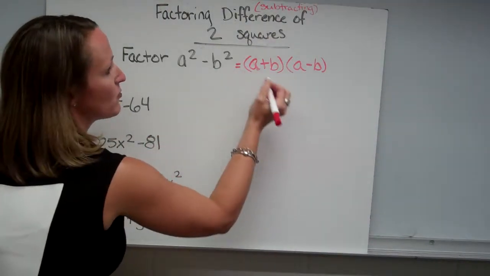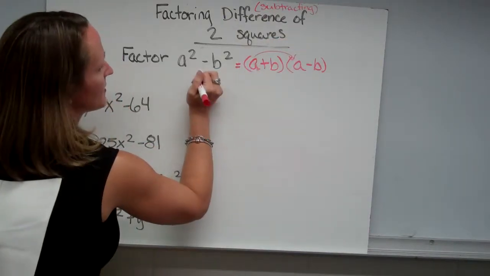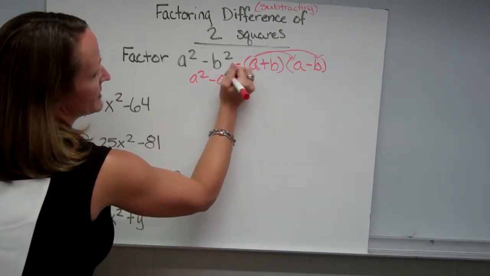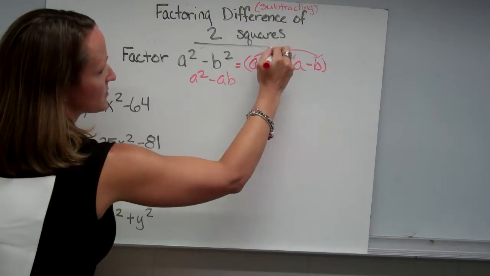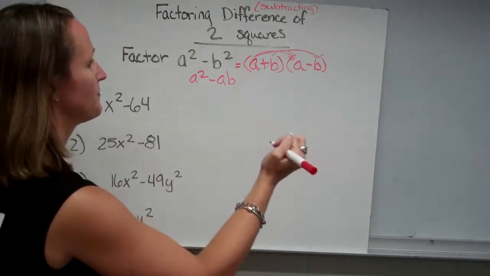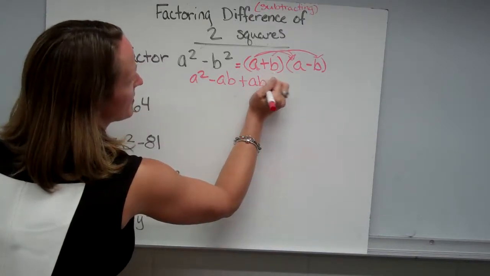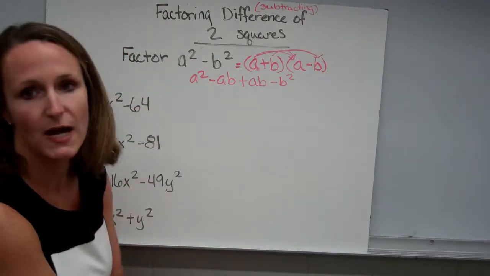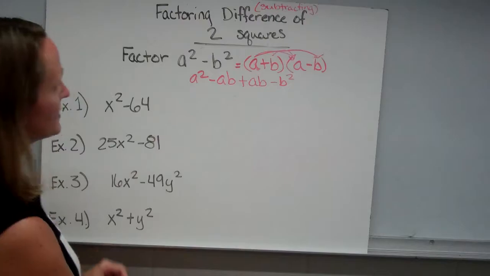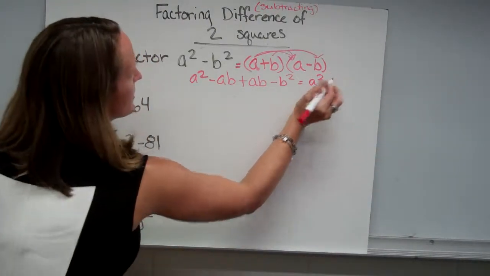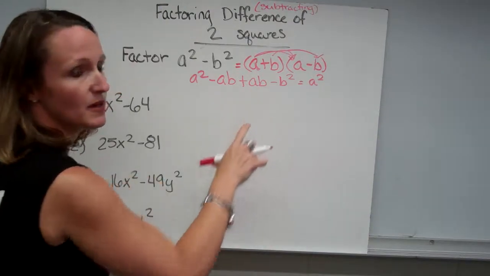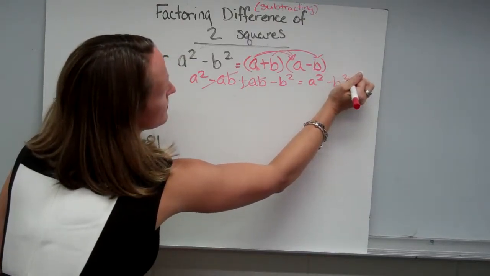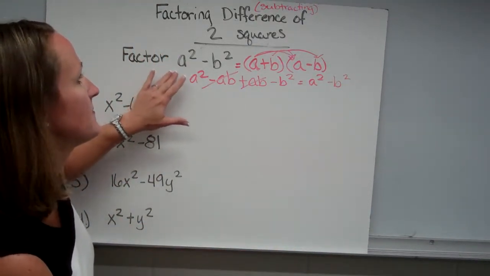So watch what happens. When I use my FOIL method, a times a gives me my a squared. A times negative b gives me a minus ab. And I'm going to do my second term, b times a, gives me a positive ab, and then b times negative b gives me a negative b squared. So when I go back to combine my like terms, I'm going to have a squared, then I have negative ab and positive ab. Those simply cancel out, and then I get a squared minus b squared. So here we have factored the difference of two squares.